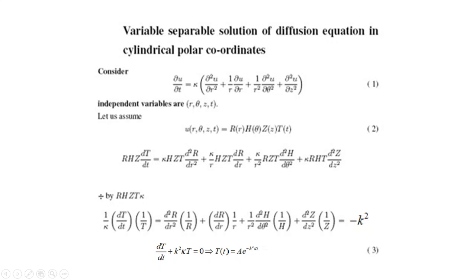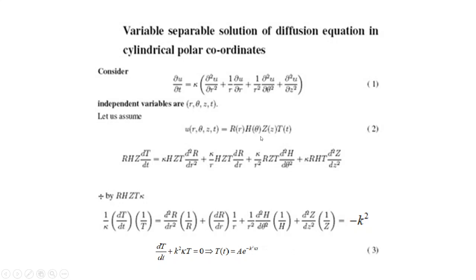Like in the Fourier decomposition method, here also we assume the solution u as a product of functions of the independent variables: a function of r, a function of theta, a function of z and a function of t. So let us assume u of r, theta, z, t is equal to a function of r into a function of theta into a function of z into a function of t. They are respectively capital R, capital H, capital Z and capital T. Call this equation 2.